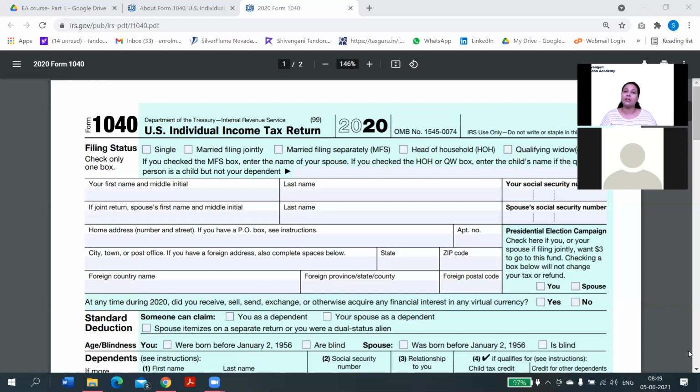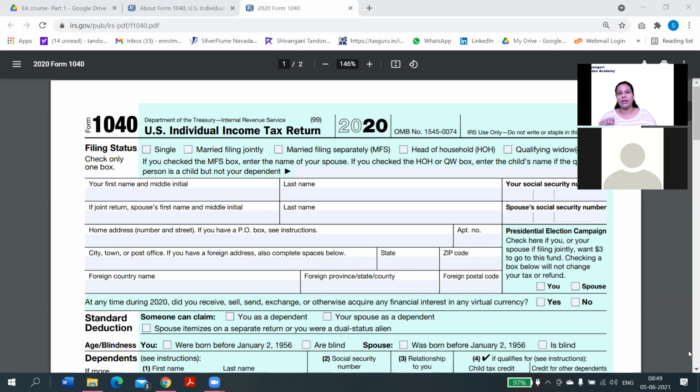Why is it important to understand for the tax return? It is important because based on the client's filing status, they will have the income tax rates and income slabs to follow.